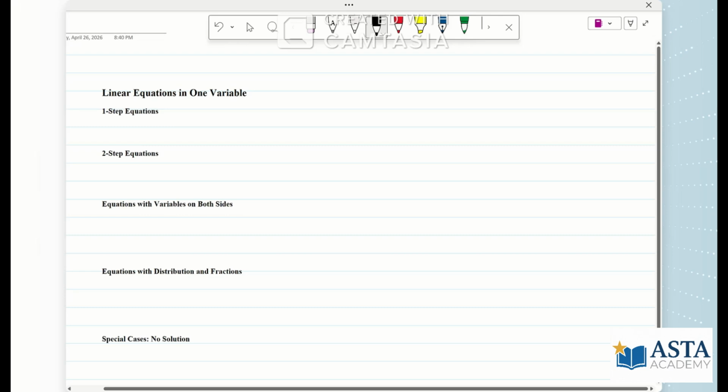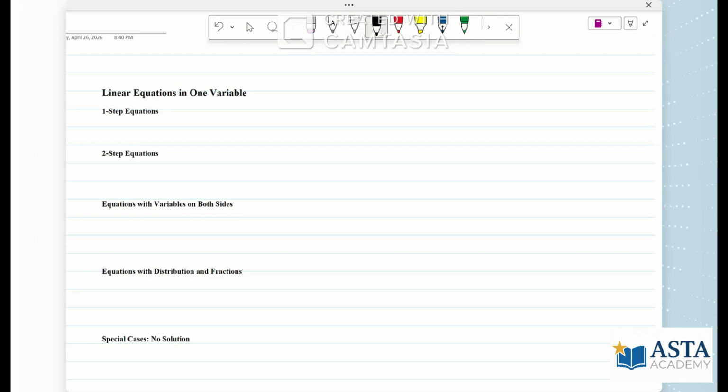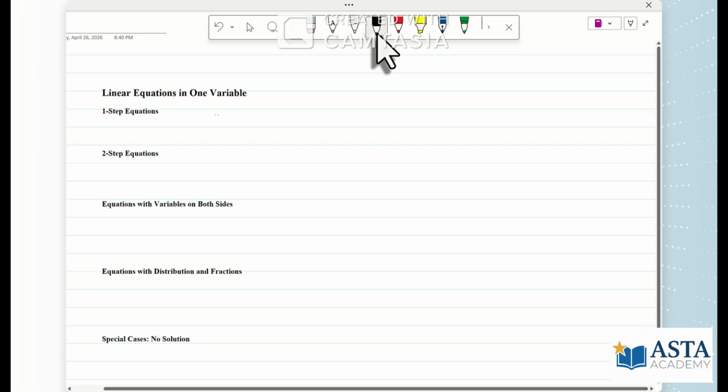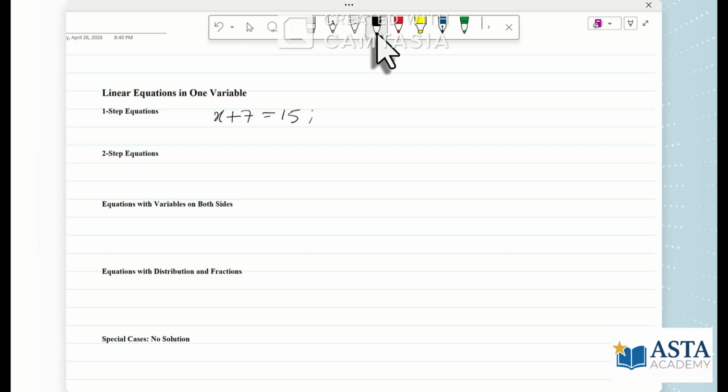So let us look at the first example of how we solve an equation in a single step. All right, so let's say you have something like this: x plus 7 is equal to 15. Very simple, right? So you take the 7 on the other side and you will have the value of x. That will be x is equal to 15 minus 7, which is going to be 8. So that means x is equal to 8 is your answer.